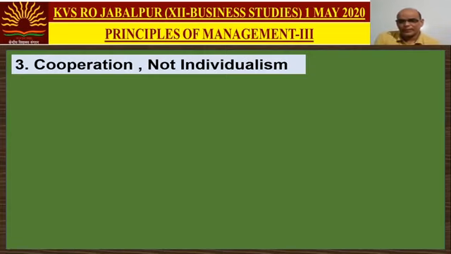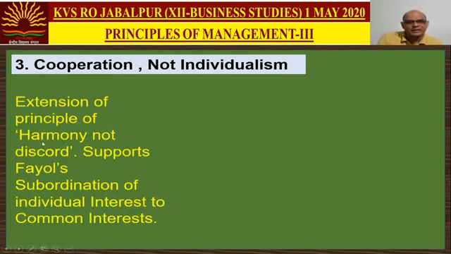सचिन की सेंचुरी इंपॉर्टेंट नहीं है, टीम का स्कोर इंपॉर्टेंट है. मेरी सैलरी इंपॉर्टेंट नहीं है, मेरी फर्म का आउटपुट इंपॉर्टेंट है. बिकॉज इफ द फर्म इज अर्निंग मोर, automatically, naturally, my earnings will be improved. So this principle says that extension of principle of harmony, not discord. It supports Fayol's principle of subordination of individual interest to common interest.